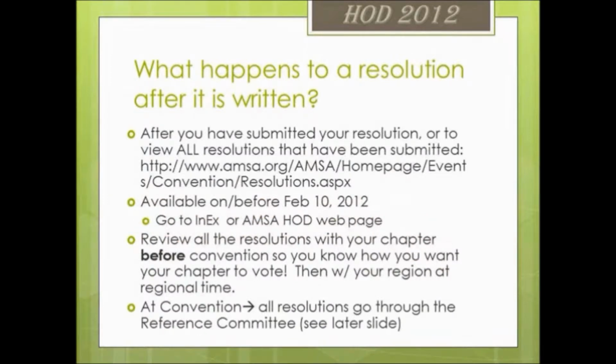So what happens to a resolution after you write it? Well, as I mentioned before, all of the resolutions that have been submitted will be posted on the AMSA webpage, which is shown above, and will also be posted on Inspiration Exchange by February 10th. Again, it's really important for your chapter to meet before convention so you know how your chapter is going to vote. Again, you'll also have time during convention to meet with your entire region to discuss the resolutions at regional time. At convention, all the resolutions go through the reference committee, and we'll talk about that in a little bit.